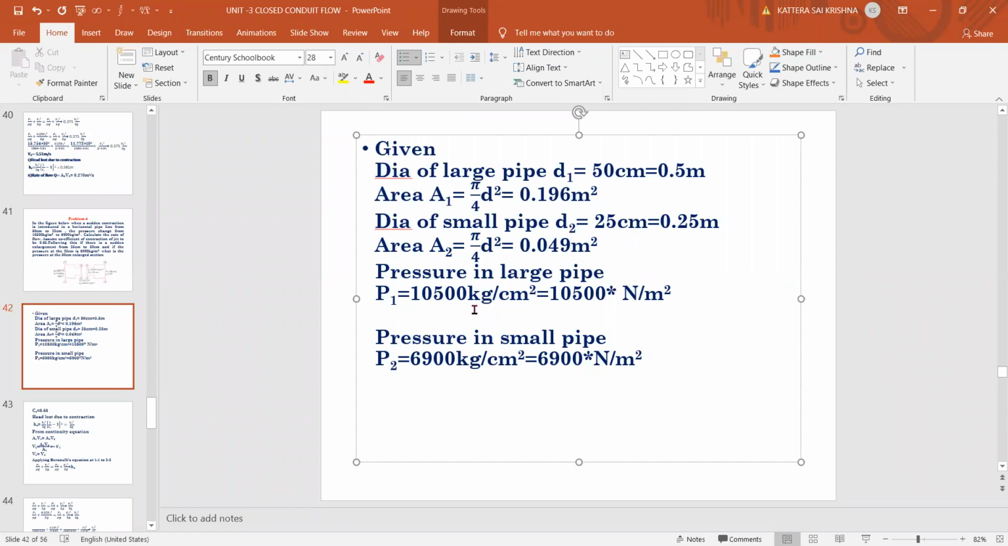Right. So next he has given the pressure in the larger pipe, or pressure at section 1, as P1 is 10,500 kg per meter square. So convert this in terms of Newton per meter square. You need to multiply this 10,500 into 9.81, then you will get the P1 value in terms of Newton per meter square.